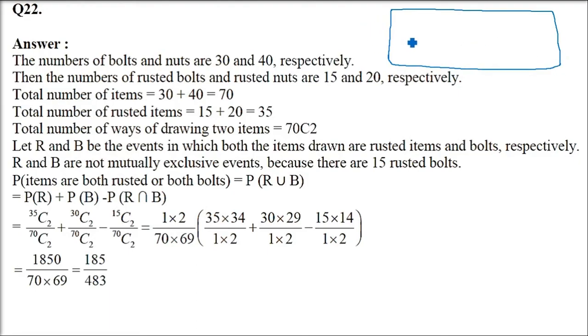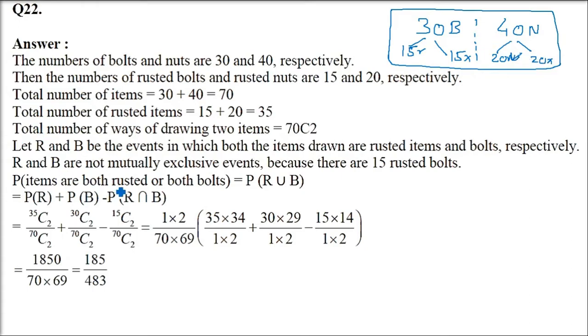Okay. So now you have to put this. 30 bolts are there. So 30 bolts are here. And in 30 bolts, half of them are good, half of them are bad. So 15 are good, 15 are bad. Now coming to the 40 nuts. In 40 nuts, half of them, 20 of them are good, 20 of them are bad. That is, they are defective. Clear?